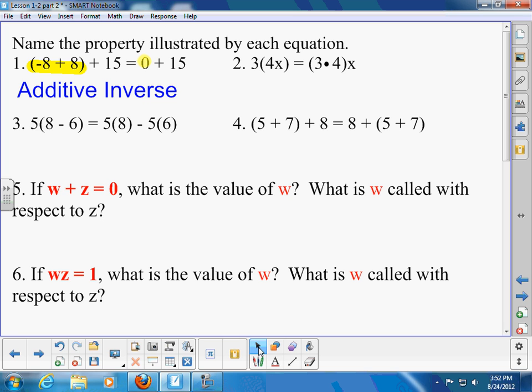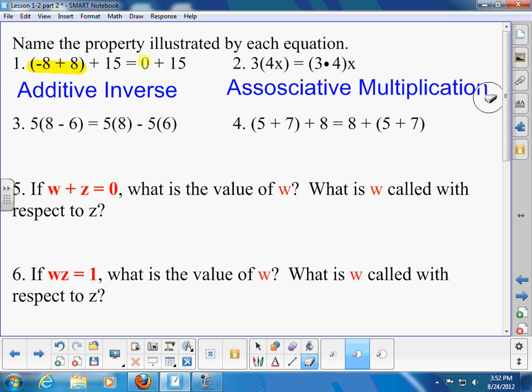In example number 2, we notice what's changing from the left side to the right side are the parentheses. The parentheses were first around the 4x, and then they were moved to be around the 3 and 4. The order is still the same, 3, 4x on the left, and on the right, 3, 4x. So that indicates that it is the associative property for multiplication.